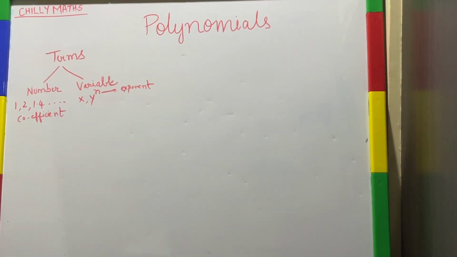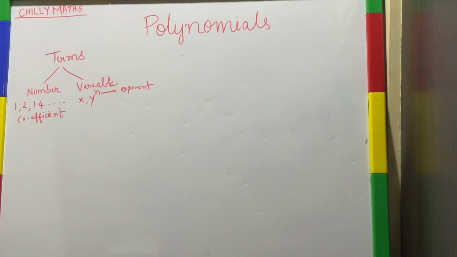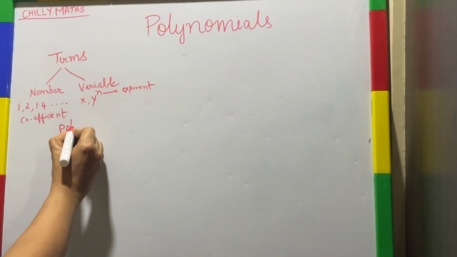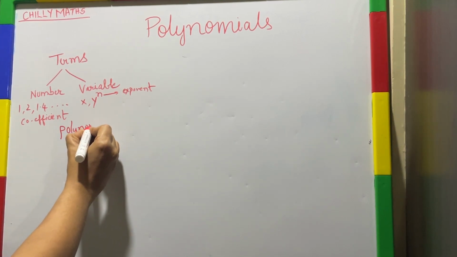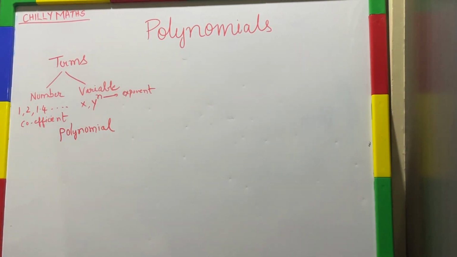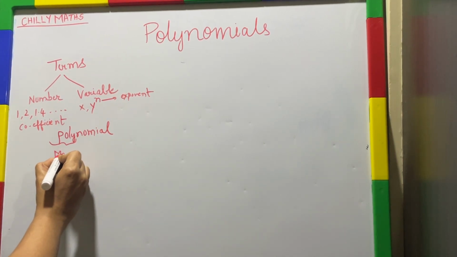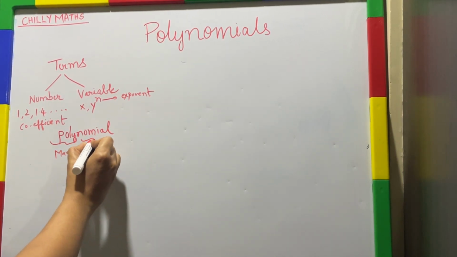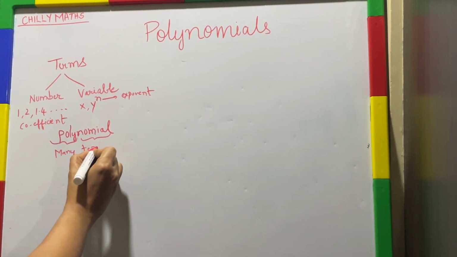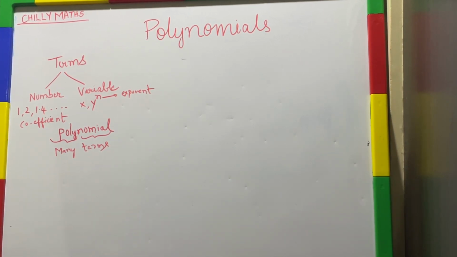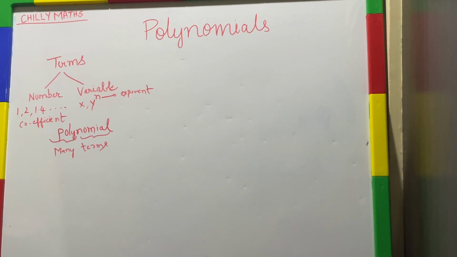With this basic idea, let's try to understand the word polynomial. Here, poly means many. Nomial means terms. That means it is a combination of many terms joined by plus or minus.